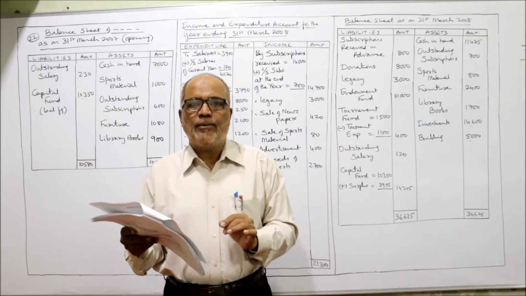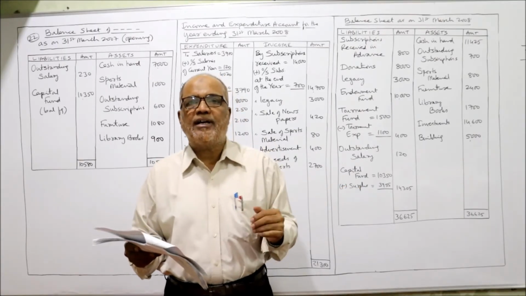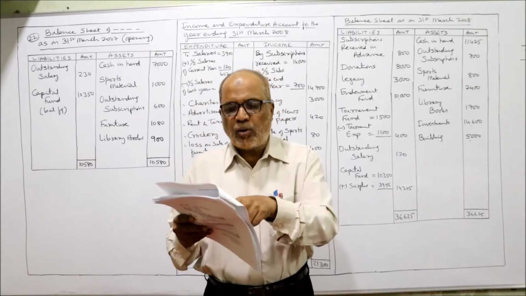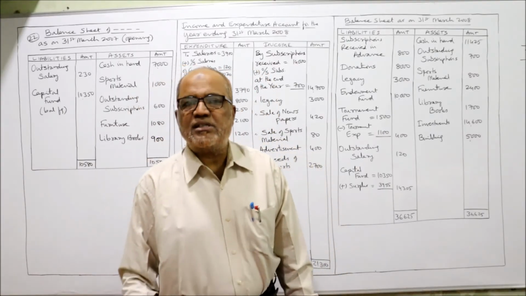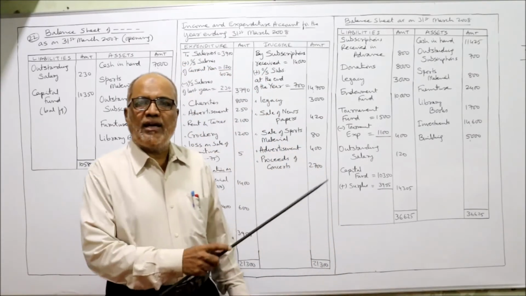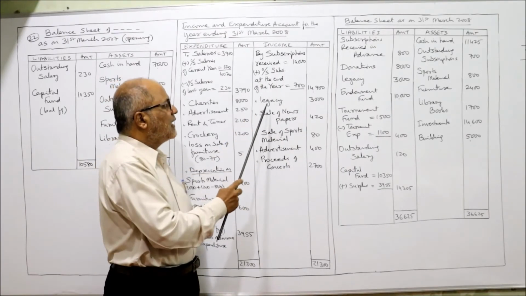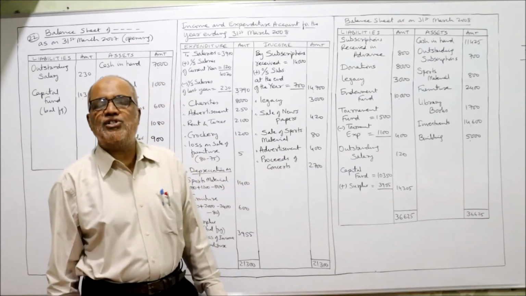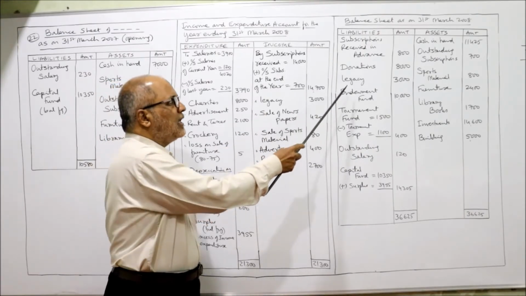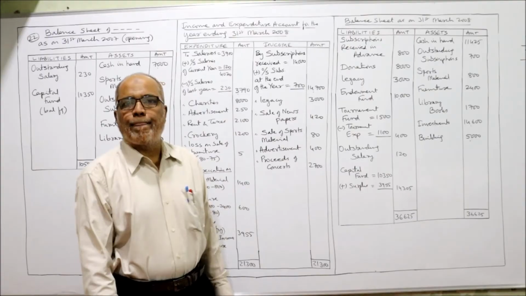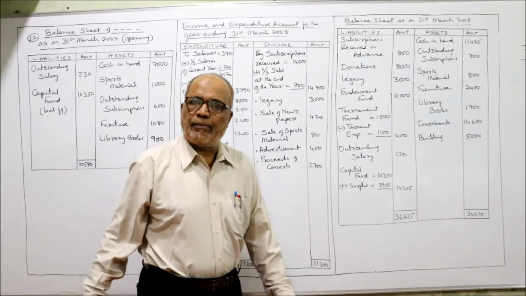Donations. And legacy: it asks you to treat half as income and half as capital income. Total legacy is given as 6,000. So half of 6,000 is 3,000. This 3,000 legacy should be treated as revenue income. You can see here on the income side, legacy 3,000. Out of 6,000, half, 3,000, we have treated as income. The remaining 3,000 legacy we have to treat as capital income, so it is capitalized in the balance sheet. Donations completely we have taken on the liability side.